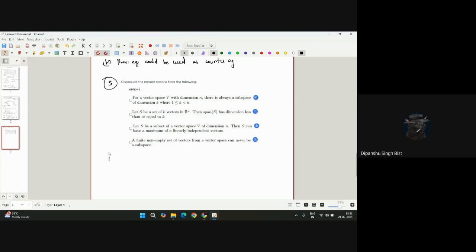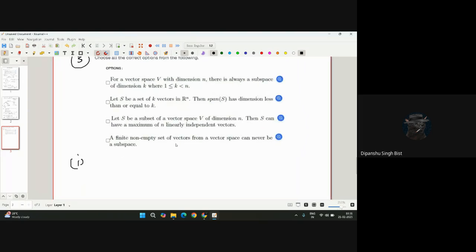Okay, what about option first? Option first says for a vector space V with dimension n, there is always a subspace of dimension k where 1 is less than or equal to k which is less than n. So what about this option? So it says if you have a vector space of dimension n, there is always a subspace of dimension k where k is less than n but is greater than or equal to 1. So is this correct or not? It's correct.